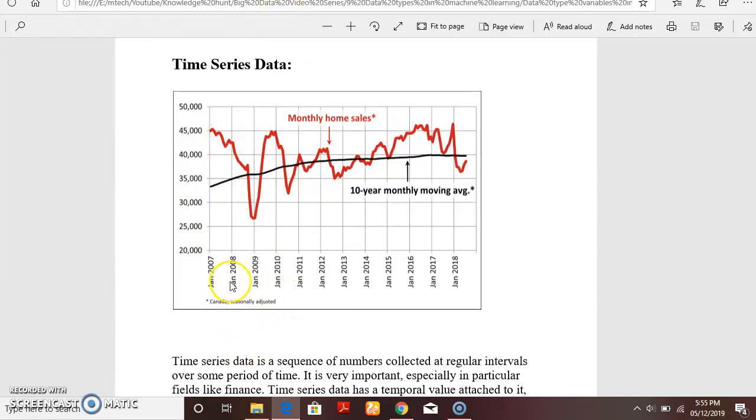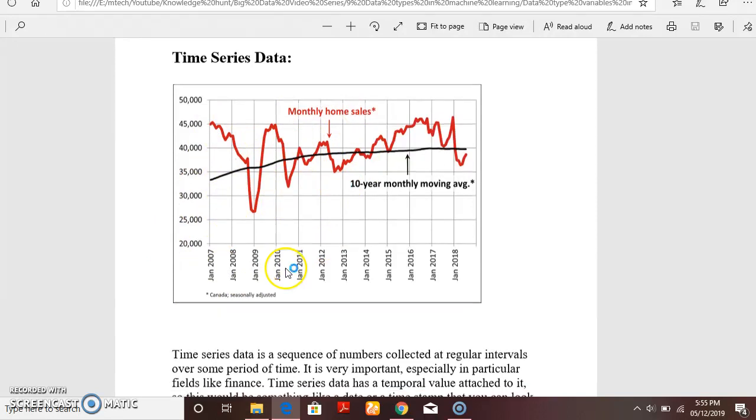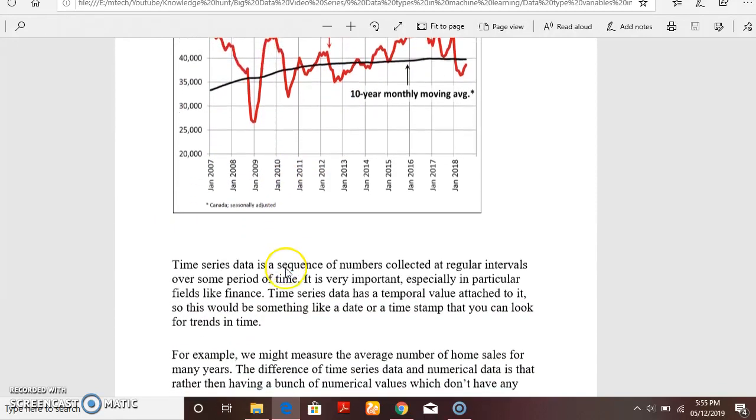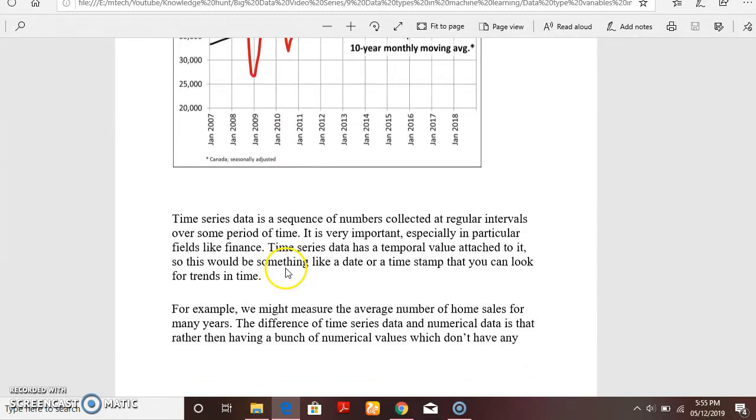Like here the plot is given from January 2007, showing how the home sales have changed. Okay, like 45,000 homes, how many homes have been sold in that specific time period. So it is a sequence of numbers collected at regular intervals over some period of time. Time series data has a temporal value, and it may depend on a time slot, or it may depend on a particular trend at that time. Like if you are considering the example as given above, measuring the average number of homes sold.